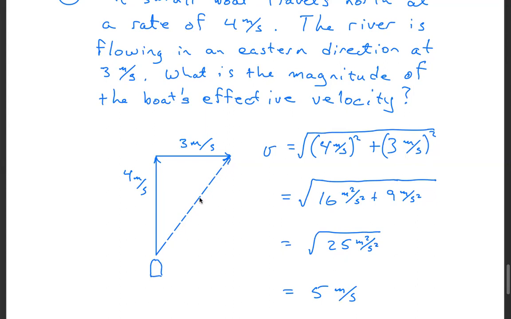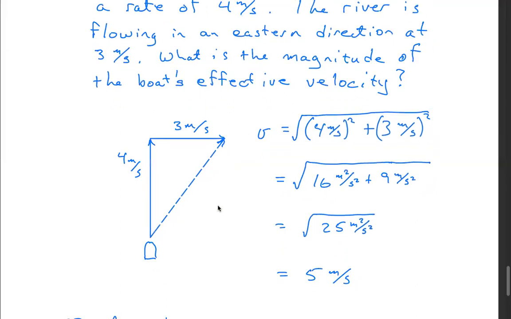And so here's its effective vector. And how do we find it? Well, we just use the Pythagorean theorem. The effective velocity is equal to the square root of 4 meters per second squared plus 3 meters per second squared. So if you square 4 meters per second, you get 16 meters squared per second squared plus 9 meters.